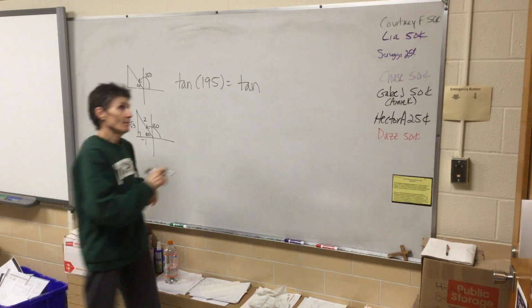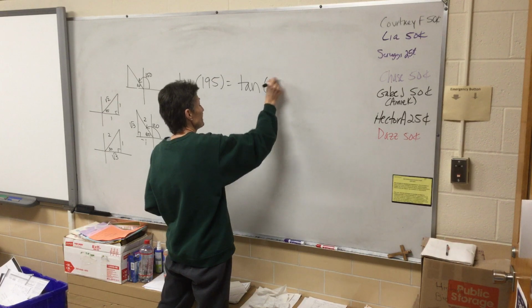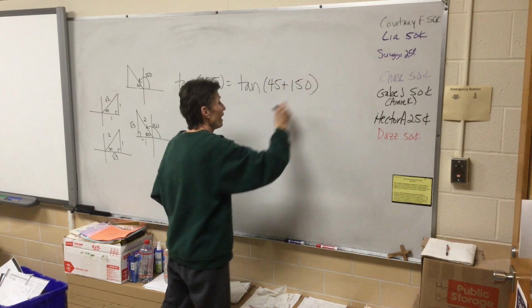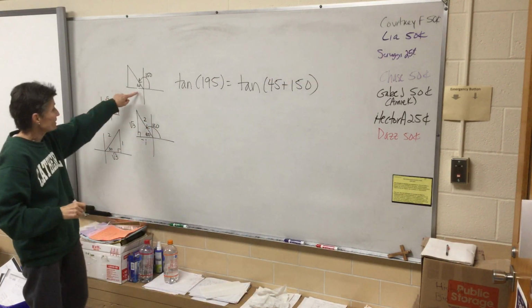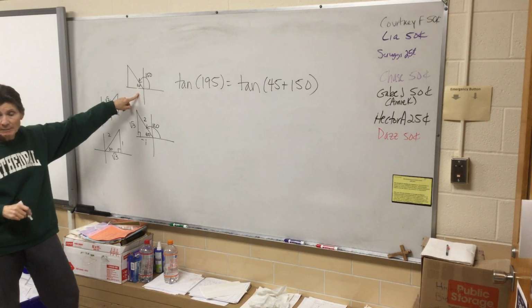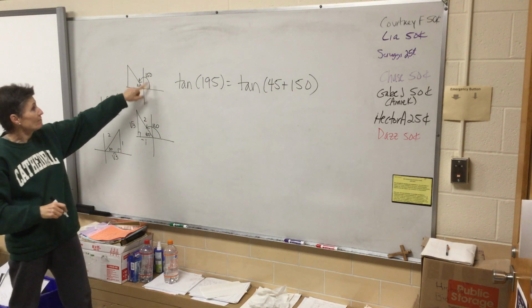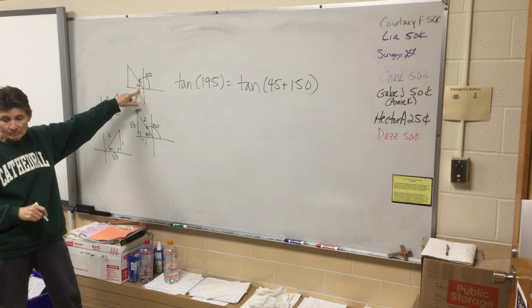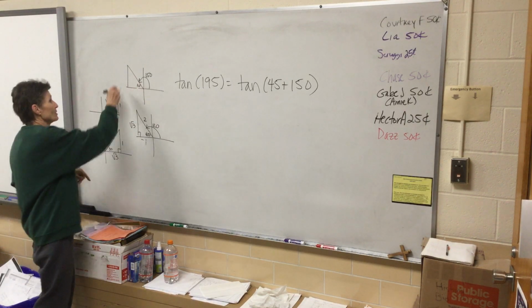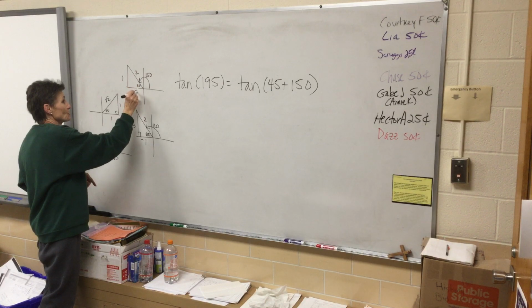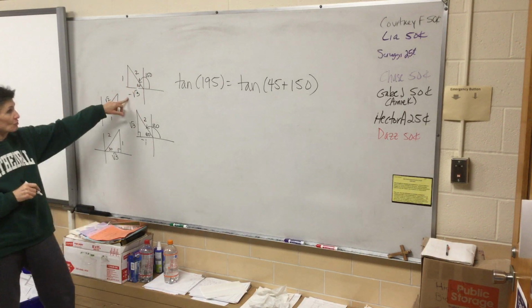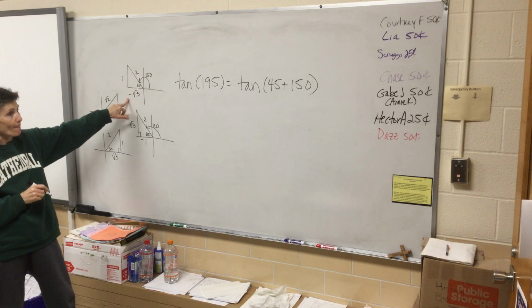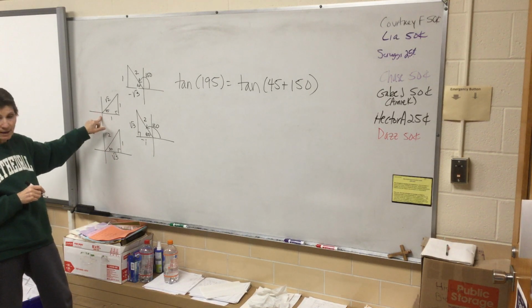45 plus 150. That's what I'm thinking. Anytime it ends in 5, I'm thinking 45. And 150 is special. We already talked about that because 150 has a 30-degree reference angle. So this is 1, this is 2, and this is root 3 negative. So there's a picture of my 150. And here's my 45.